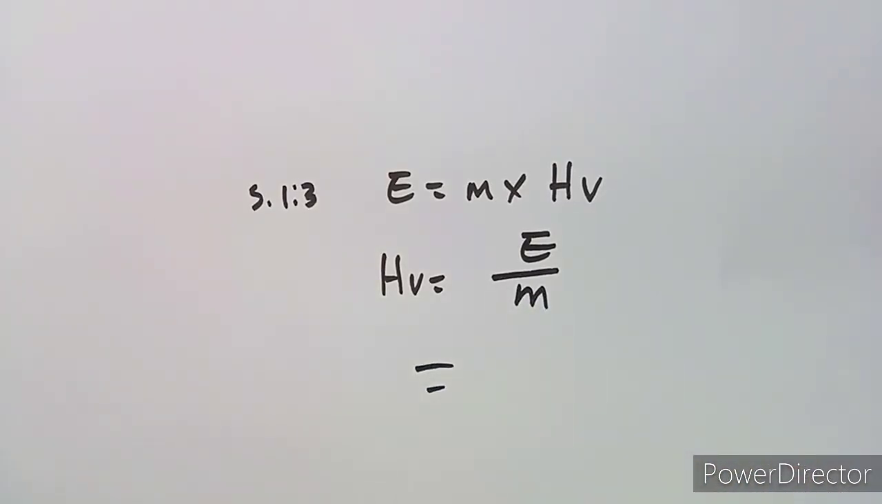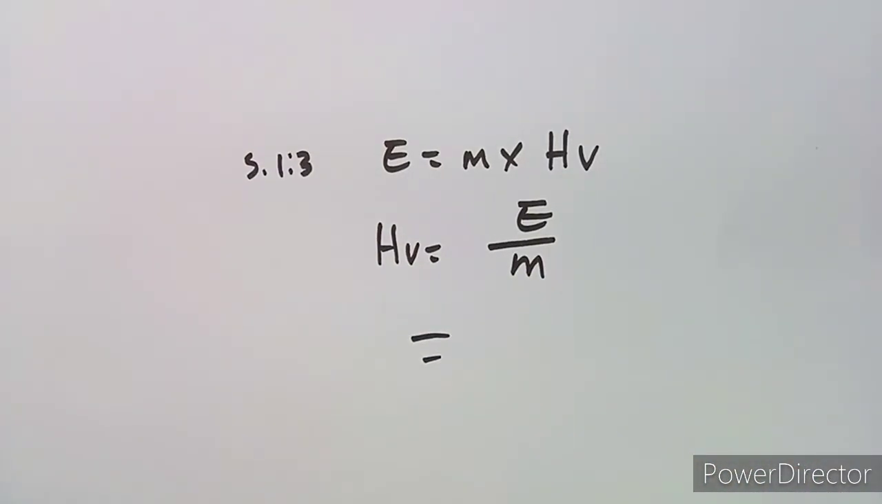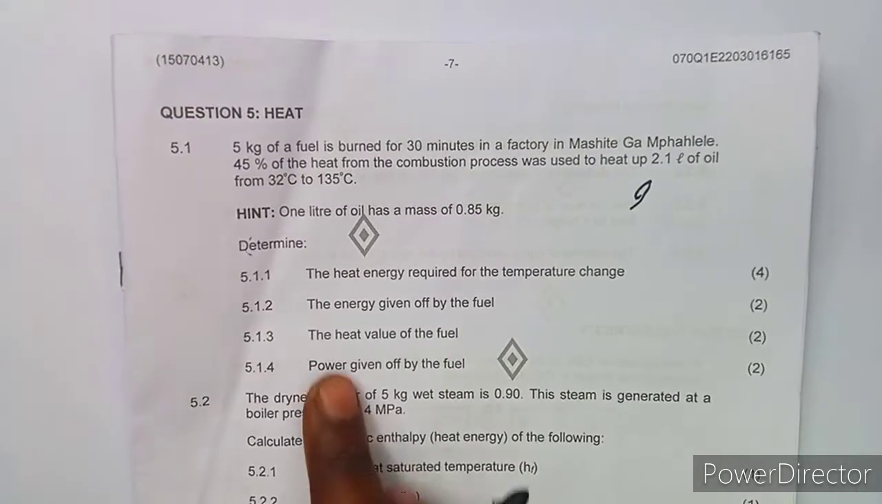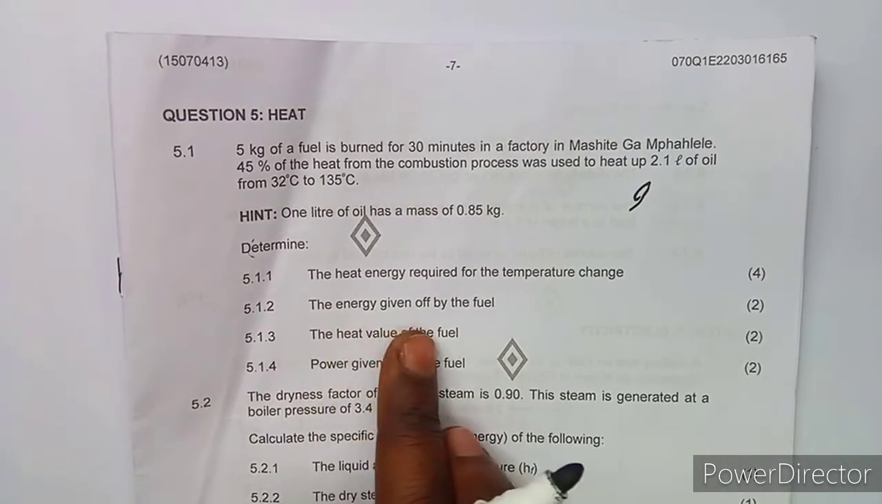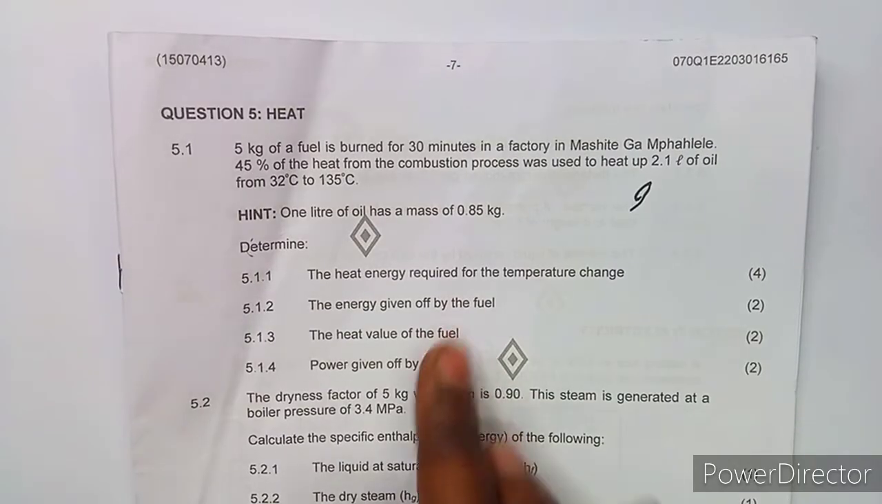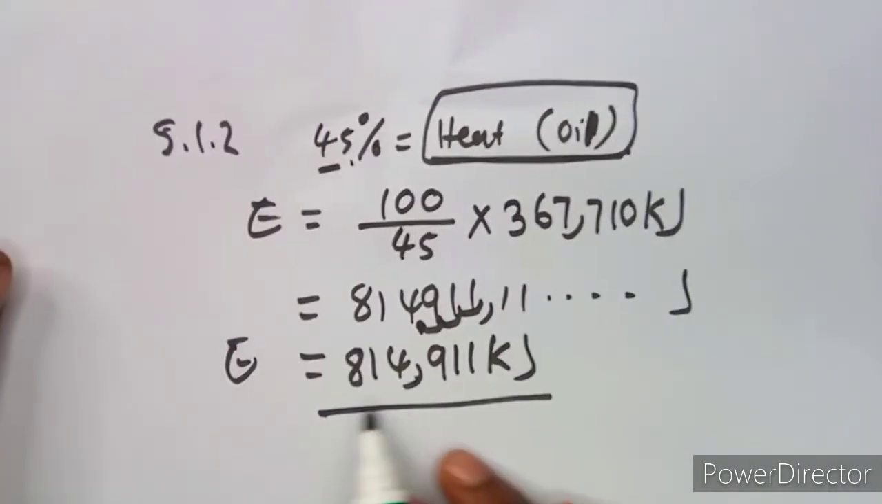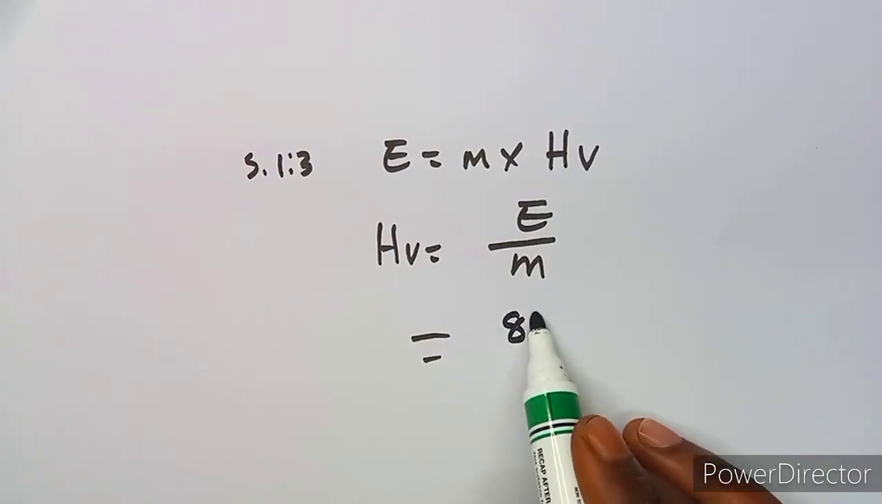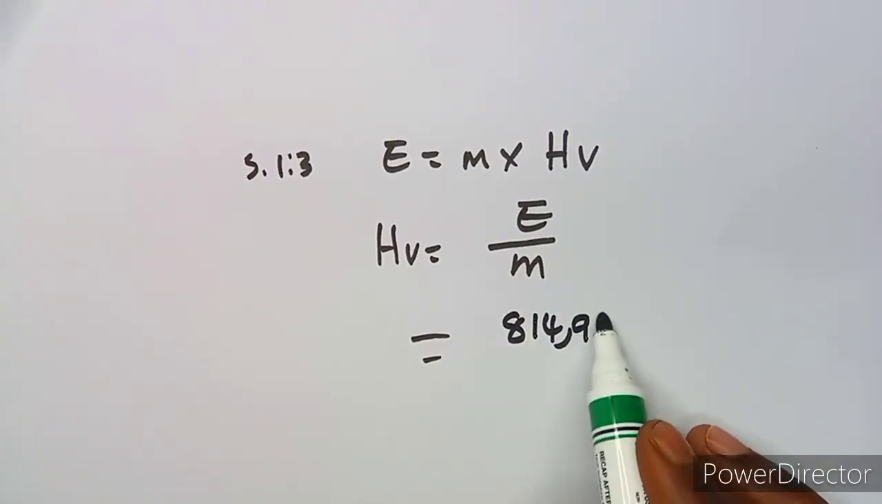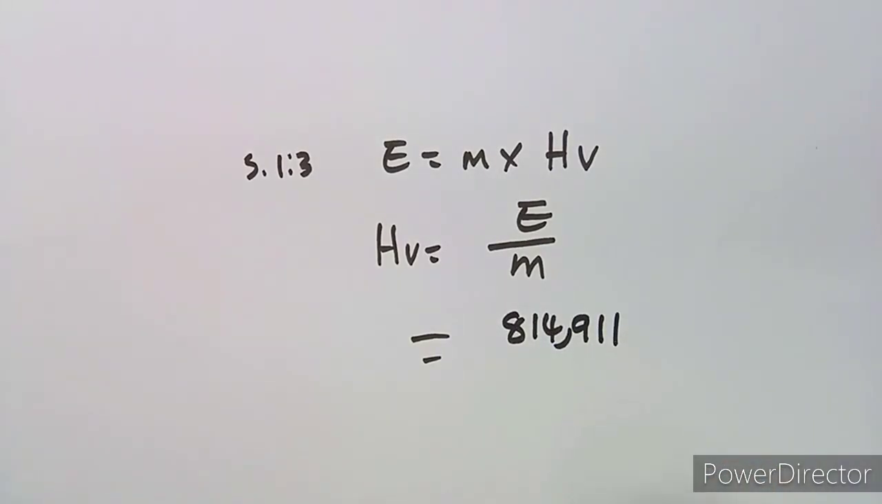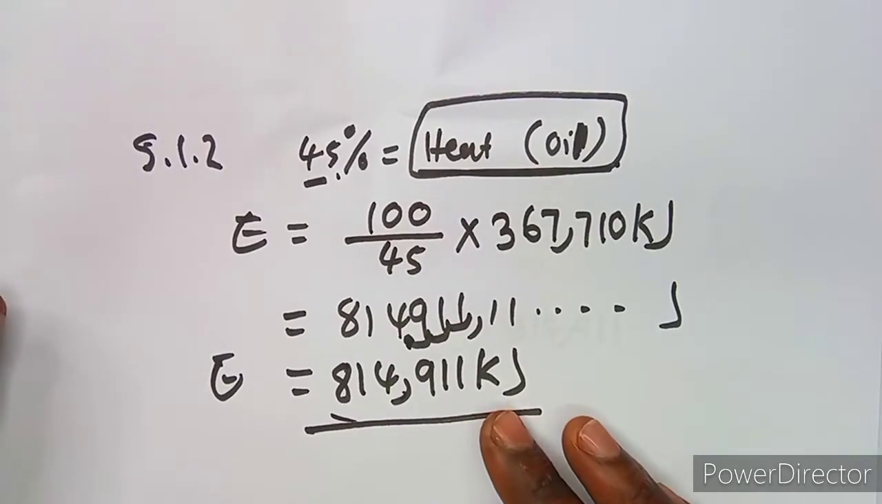So which energy am I using? The energy of the fuel, because I need the heat value of the fuel. So I'm going to take this energy given off by the fuel. Okay, and the energy given off by the fuel is this one that we just calculated. So it's 814,911, like this. Take note, guys, this is in what, in kilojoules. This one is in kilojoules.